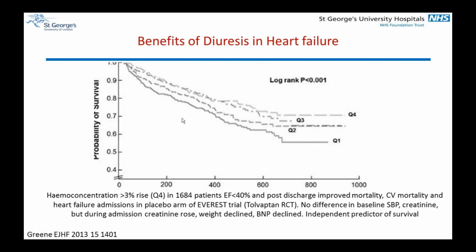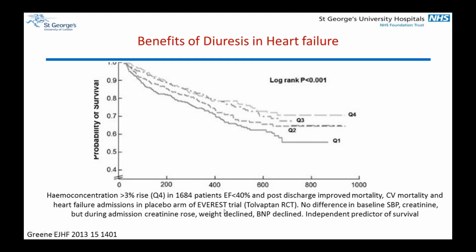Now, on top of that, probably diuresis is associated with improved survival as well. So this is an analysis from the EVEREST trial, once again, which is a tolvaptan randomized controlled trial. What I would like you to concentrate on is hemoconcentration. Which means if you use diuresis, the blood will be hemoconcentrated and the hematocrit will rise. If the hematocrit rises more than 3%, you can see these patients survive a bit better compared to the patients in whom the hematocrit doesn't change or drops. So an effective use of diuresis is associated with improved mortality, cardiovascular mortality, and heart failure admissions.